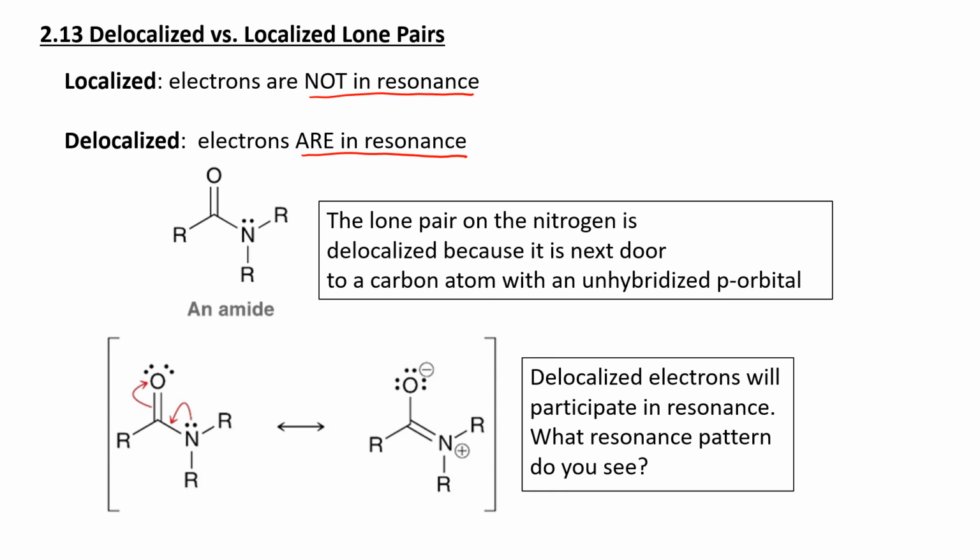So for example, the lone pair in this nitrogen is delocalized because it's on an atom adjacent to a carbon with an unhybridized p orbital. So this carbon is sp2 hybridized. Anytime you have an allylic lone pair, it will be delocalized, meaning it will participate in resonance. And we can see that with our two resonance structures here.